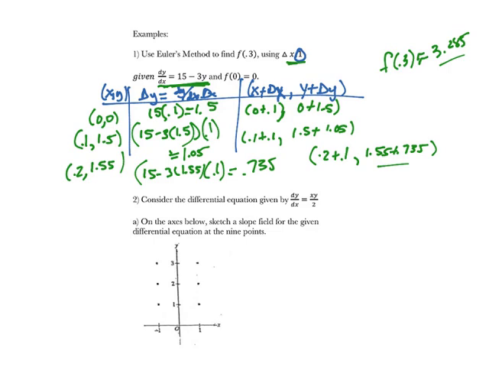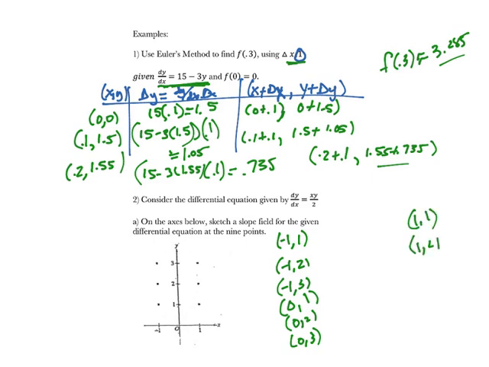So you'll notice that we're given the differential equation dy/dx equals xy over 2, and that is separable. There is a reason for that, which we'll get to in a few minutes. So I have to write the slope field for the 9 points that are there. So I need to find the slope for (-1, 1), (-1, 2), (-1, 3), (0, 1), (0, 2), (0, 3), and (1, 1), (1, 2), (1, 3).